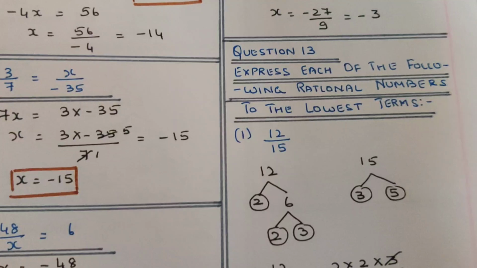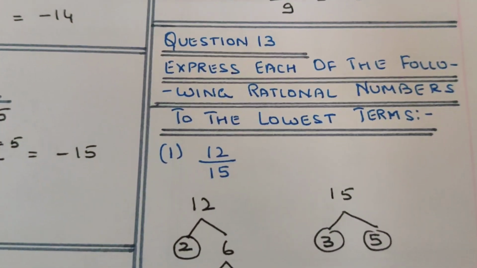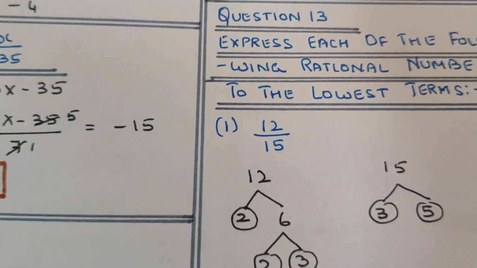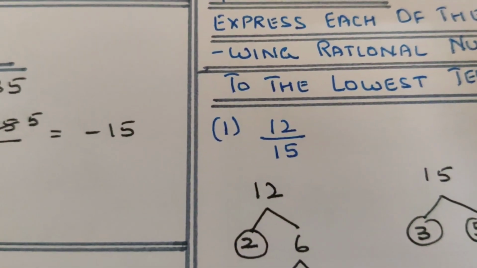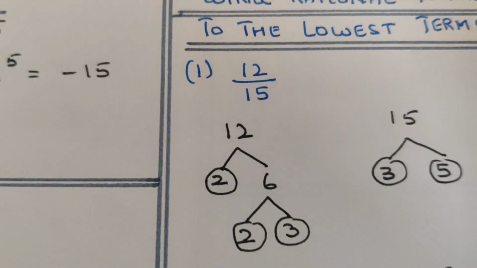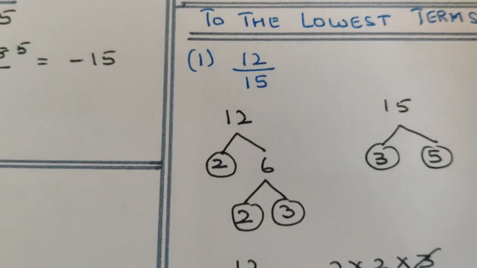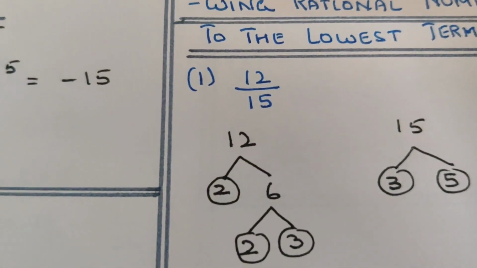Very easy, isn't it? Now, the question is: express each of the following rational numbers to the lowest term. Again guys, it is very easy. We'll take the numerator separately and the denominator separately. We are doing a prime factorization. So 12 will be nothing but 2 into 6. 6 is nothing but 2 into 3. 15 is nothing but 3 into 5.